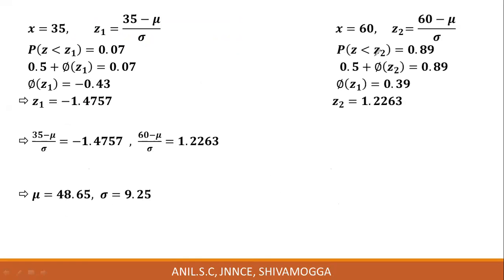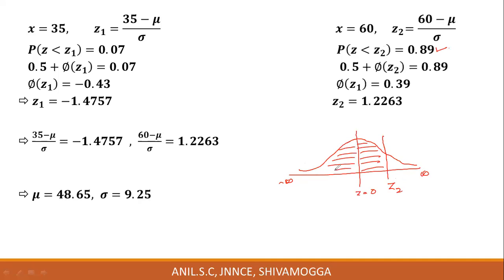Similarly, P when Z is less than Z2 is equal to 0.89. Same approach. Here Z is equal to 0 and this is the bell-shaped curve. This is minus infinity and this is plus infinity. Suppose this is Z2, and the required area is where Z is less than Z2. Here Z is greater than Z2, which is not required. Only the shaded area is required.